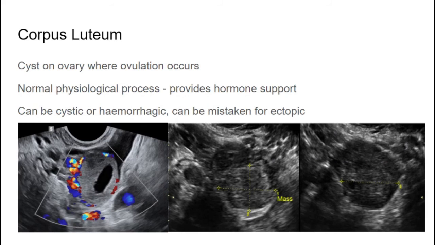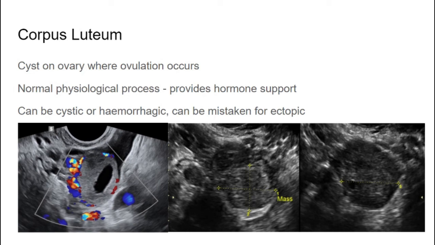So the corpus luteum, you may see this mentioned on scan reports. It's normal. It's a cyst on the ovary that develops where ovulation occurs, and it happens in pregnancy, but also outside of pregnancy during the time of ovulation. So then if you're pregnant, it provides hormonal support, so it releases progesterone to support the pregnancy until the placental source takes over. They can be cystic, they can be hemorrhagic, and sometimes they look quite similar to ectopic pregnancies.